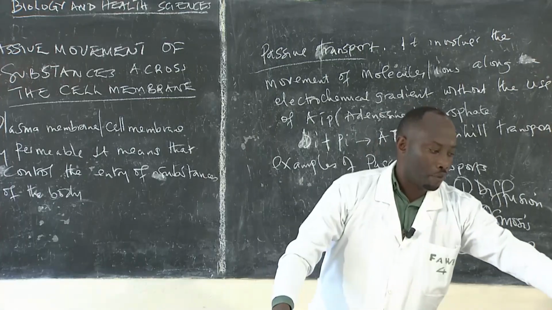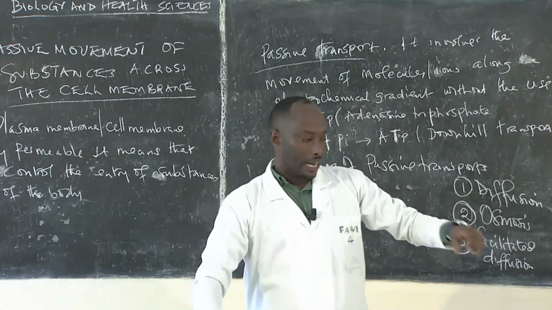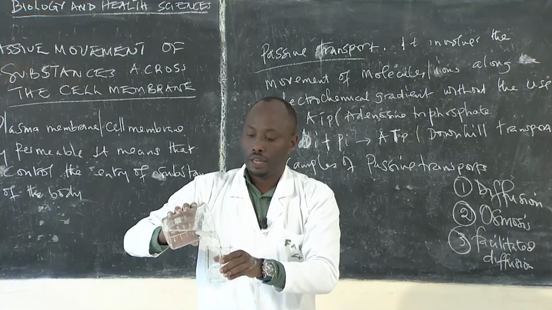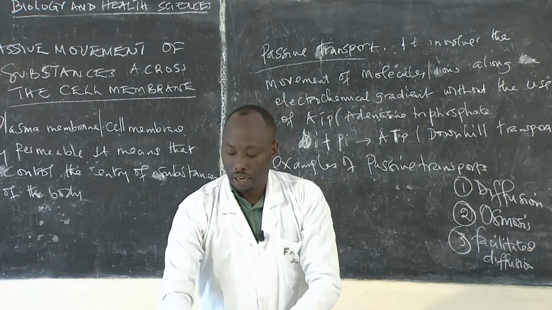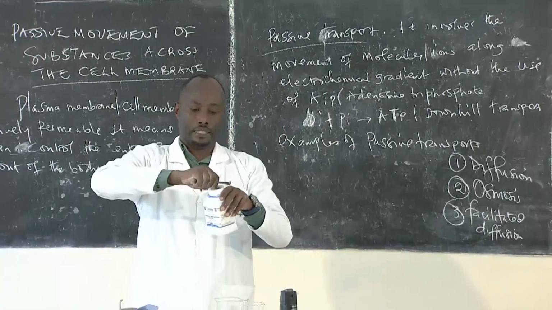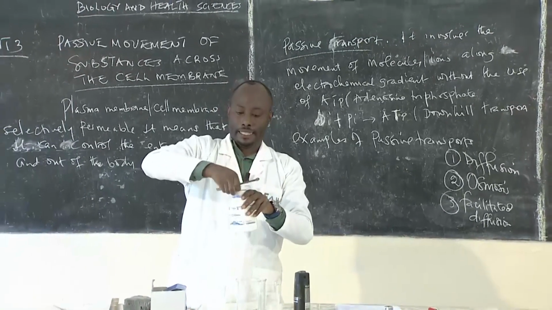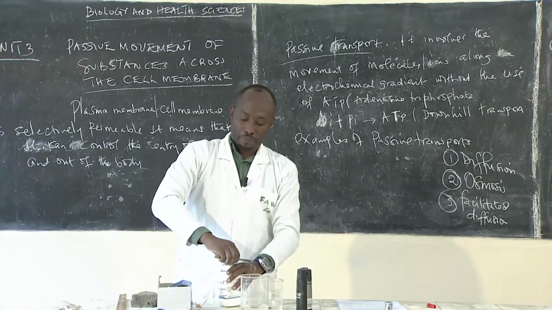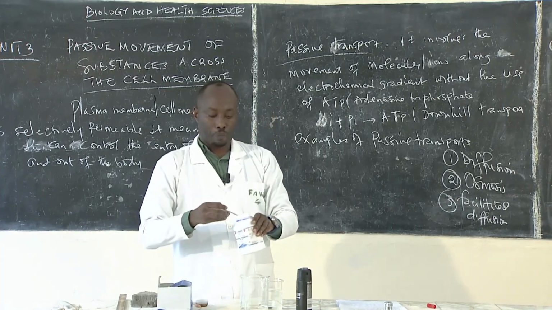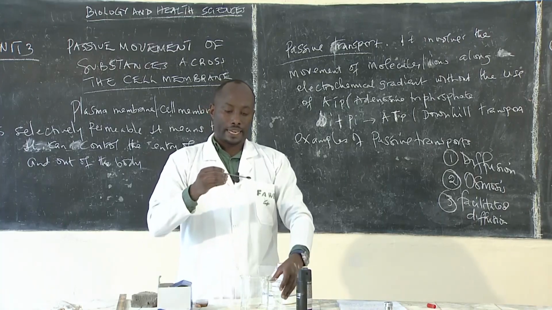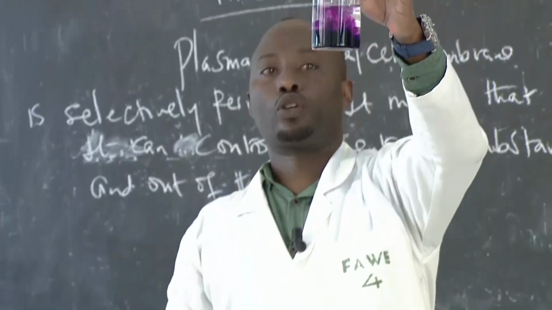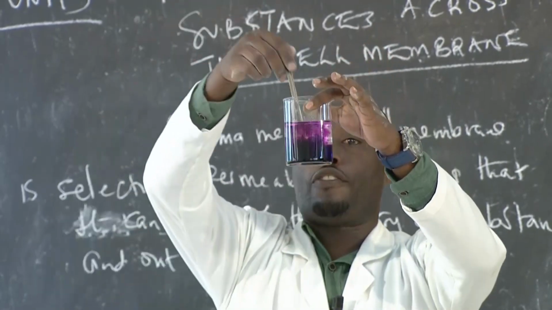Let me also use another example. I will be having water, and I add potassium permanganate. As an example, I add the crystals of potassium permanganate. If you add the potassium permanganate in water, what will happen? These are crystals of potassium permanganate. If I put these crystals into water, you can see they are going to dissolve.